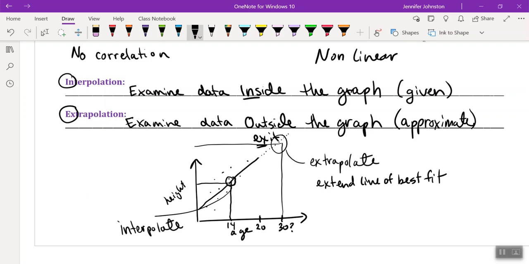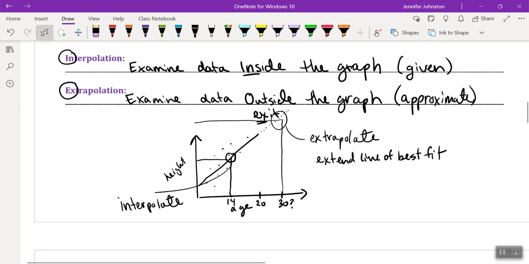And then at 30, do you think you're going to be taller, like you're going to grow after 20? No, right? You don't grow after 20. You stay about the same height. So this is an estimation, and this estimation doesn't make sense. It doesn't make sense for you to be double your height from now until 30, unless you have like some crazy growth spurt. So sometimes when you extrapolate, it doesn't make sense. So you really got to watch out for extrapolation.